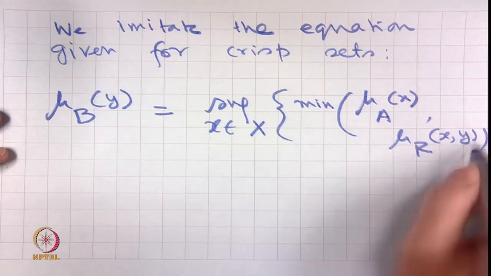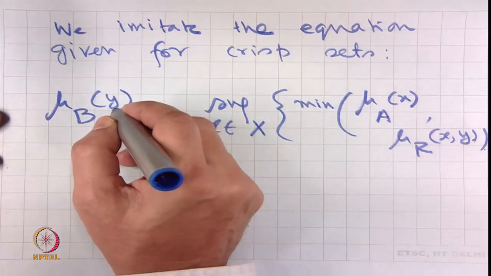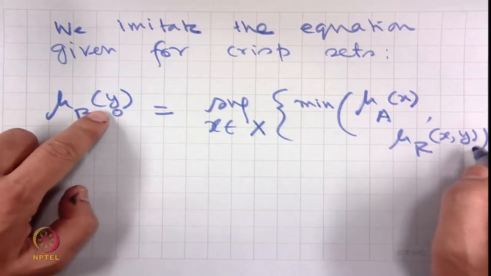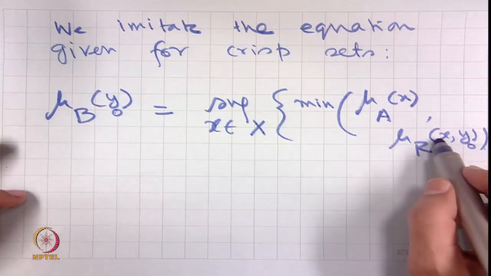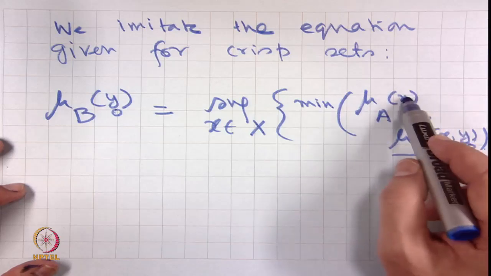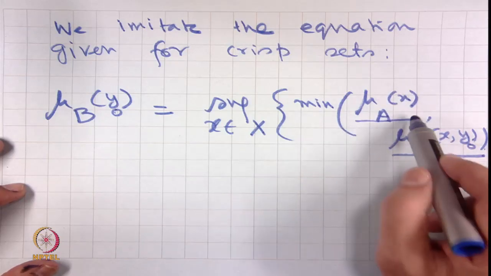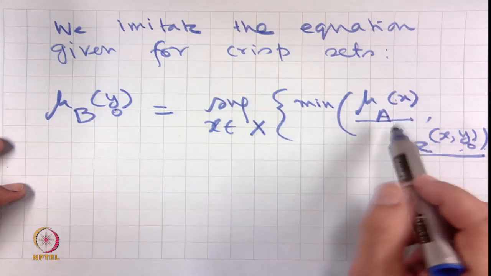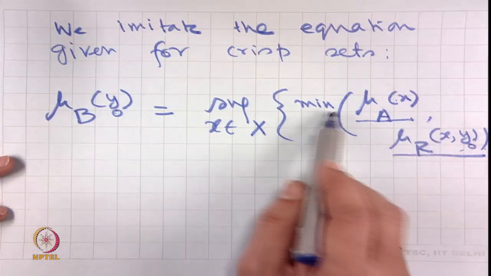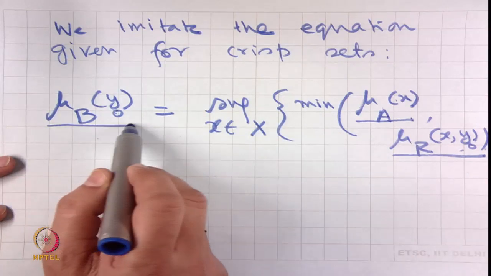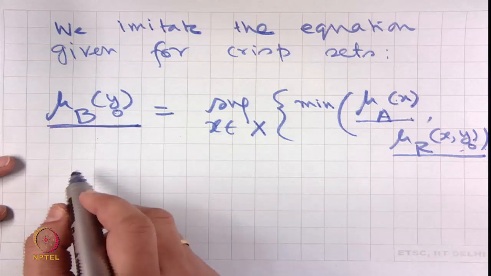If you are confused, let me make it a little bit more specific. For a particular y equal to y naught, what are we looking at? We are looking at all those x which are related to y naught, and this relation is given by mu R, and all those x belonging to A, and this is their membership. So, we look at the minimum of this. We are just imitating what we did with respect to crisp sets, and we can see that if we take the maximum or supremum of them, that gives us mu B of y naught.